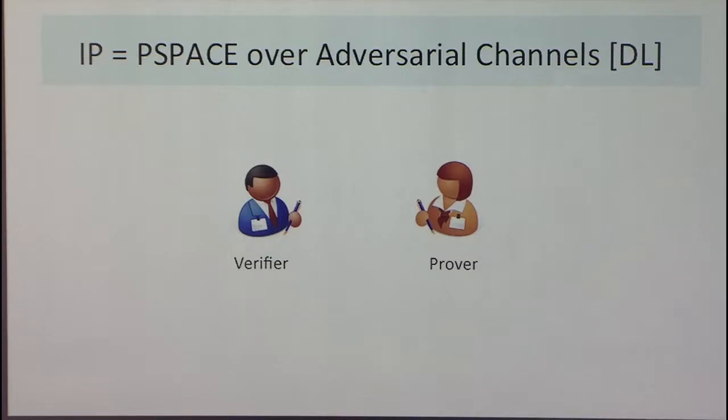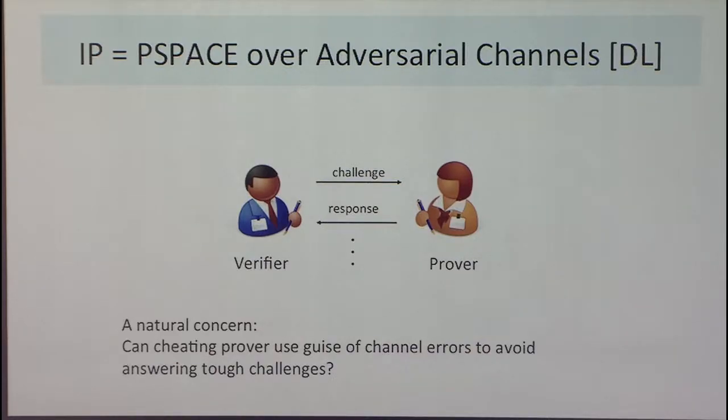We can think, for instance, about the problem of IP equals PSPACE over an adversarial channel. Let's consider that I have a verifier and a prover. In the error-free setting, the verifier sends challenges and the prover provides responses. In IP, we have these protocols that have many rounds. So simply protecting things with an error-correcting code is not going to give us constant rate resilience because we have a super constant number of rounds of challenge and response.